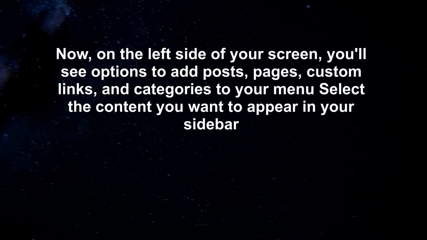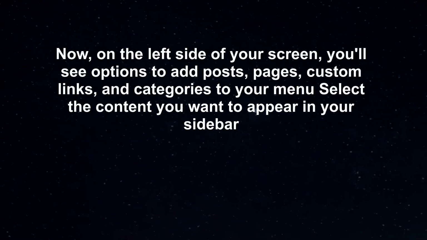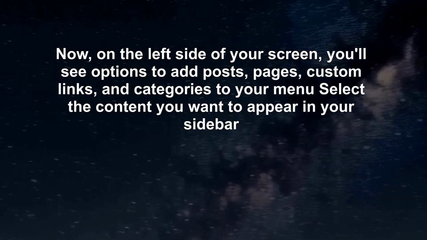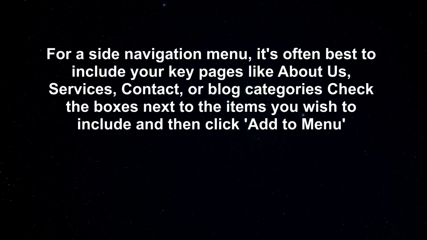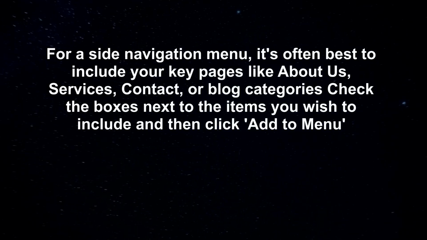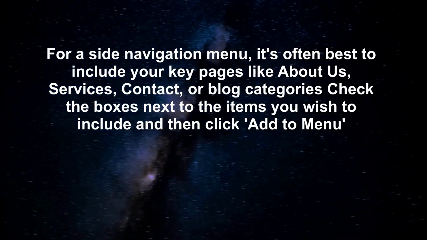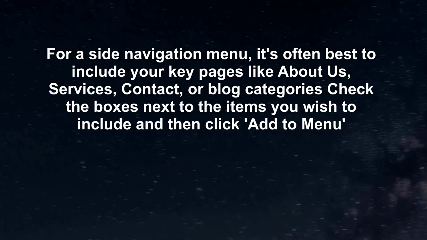Now, on the left side of your screen, you'll see options to add posts, pages, custom links, and categories to your menu. Select the content you want to appear in your sidebar. For a side navigation menu, it's often best to include your key pages like About Us, Services, Contact, or Blog categories. Check the boxes next to the items you wish to include, and then click Add to Menu.